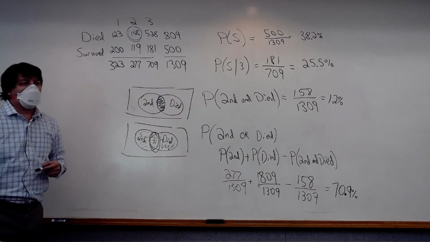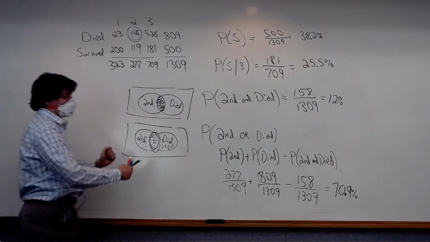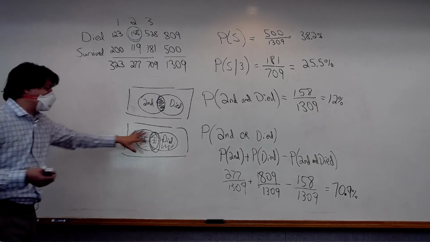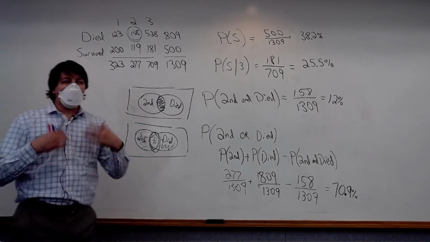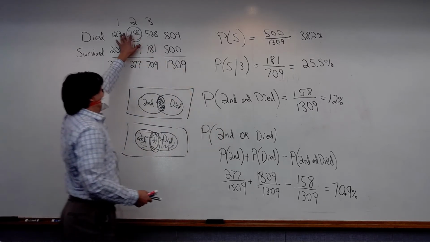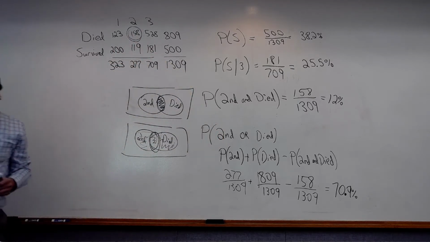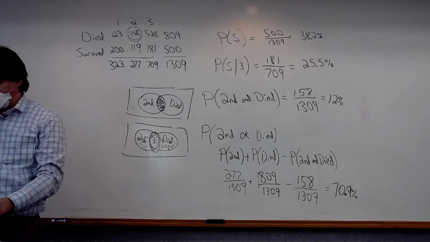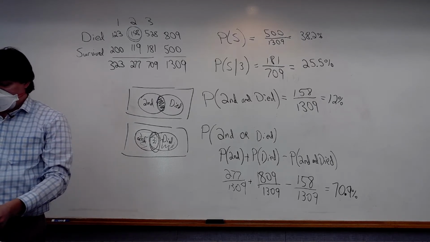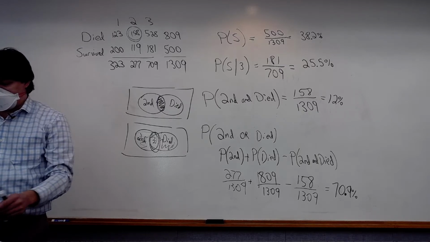Yeah, so again, 70% were either second class or died. I don't know if that's that useful a question here, but these types of questions, or these probabilities, we can find in the contingency table, and so that can be quite helpful. Okay.